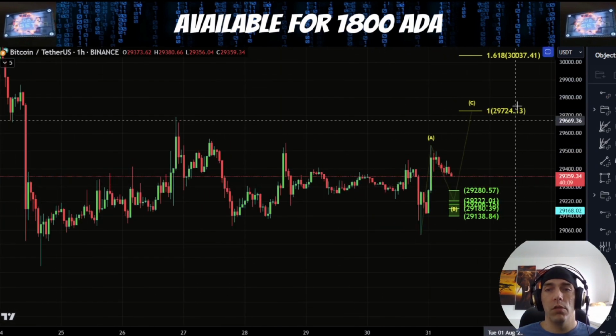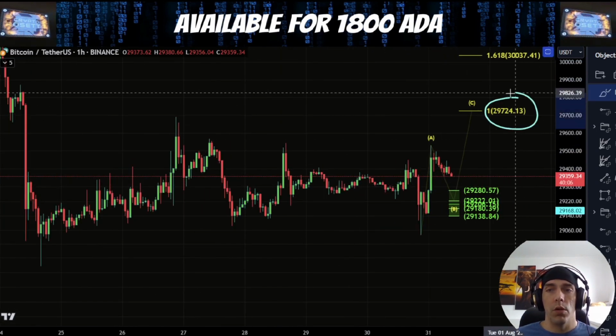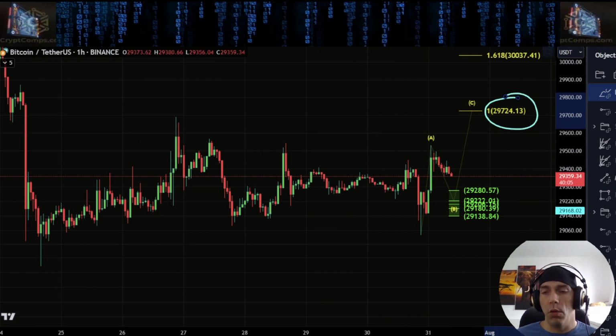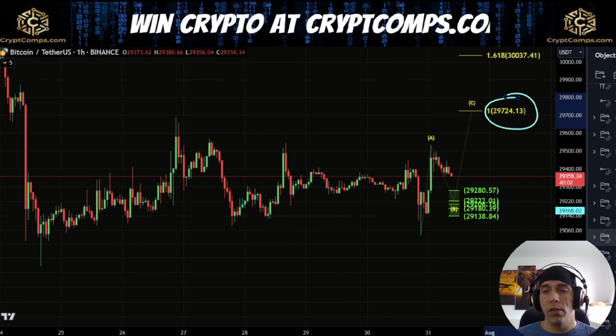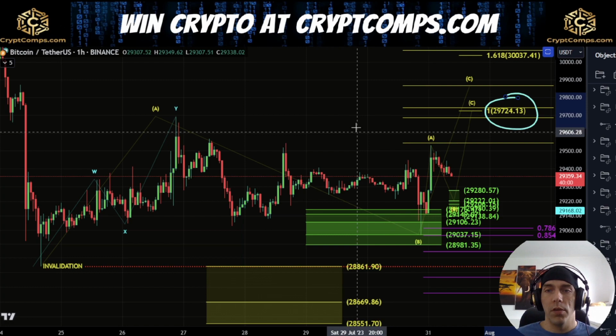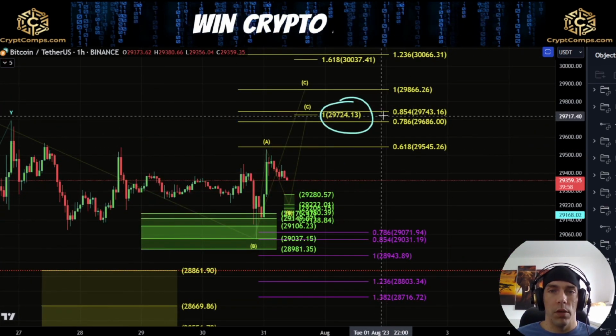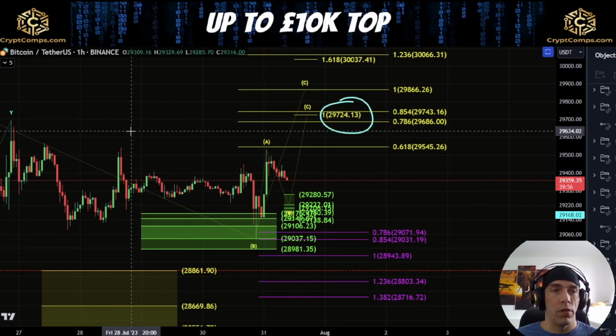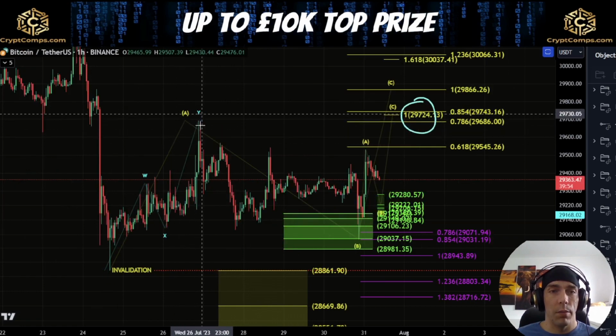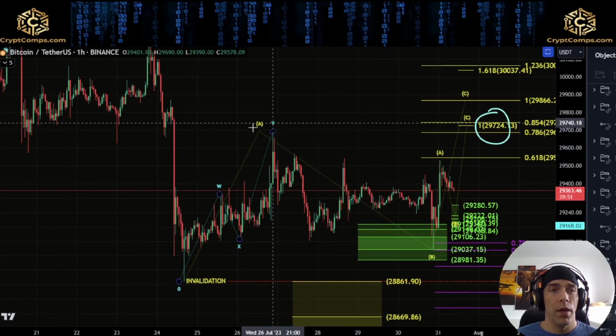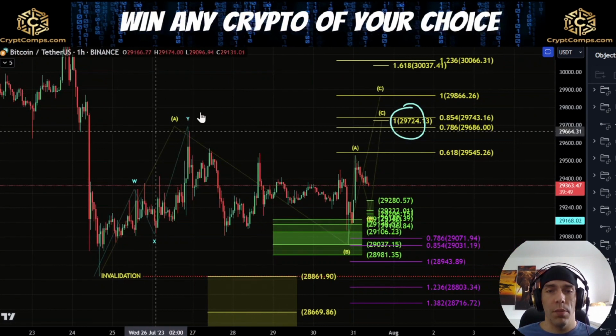Now this could potentially look to push us up towards this 1-to-1 here, which it would actually be lower than the target that we just discussed. And what I'd then be looking for would be the potential that we could see price come up here towards this 854 to the 786. This would also align quite nicely with coming back into this high of this Y wave here and also into these lows. So going to be keeping an eye on this level.